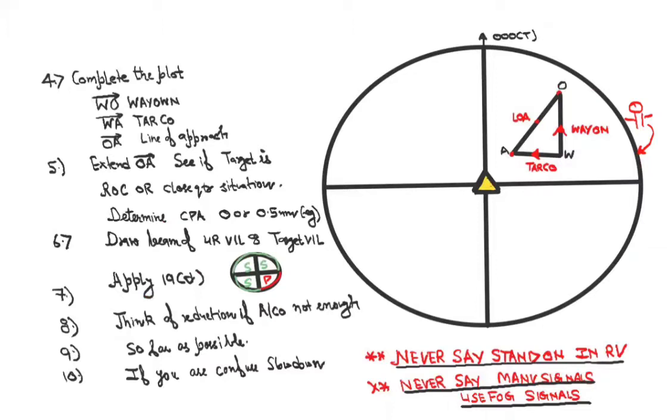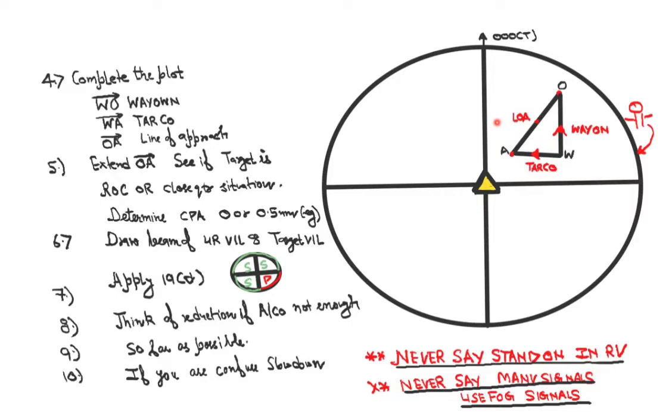And the rules are complete the plot. So now I have completed the plot. You are doing a course of 000 true, right? Over here, and now I have completed the plot. So WO is way on, and it will be the parallel line, same as the course your vessel is doing, which is 000 true. So I have drawn that. WA will be your target course, and obviously OA is your line of approach.